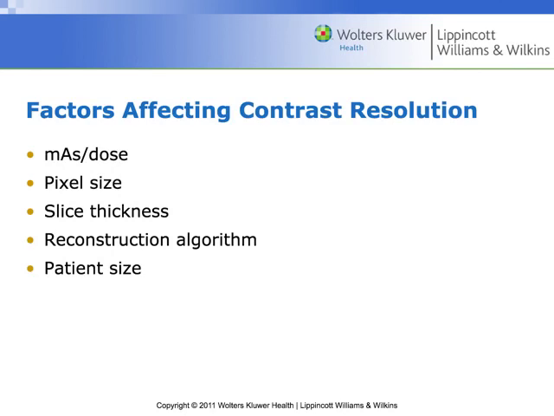And then patient size. As we get patients who are bigger and bigger and bigger, we're going to see more noise. We will have a reduction of contrast. If we have a patient, for example, who's pushing the table limits of the CT gantry, even if we were to give them IV contrast, we might not even be able to see that contrast on the images because it's all being absorbed by tissue.